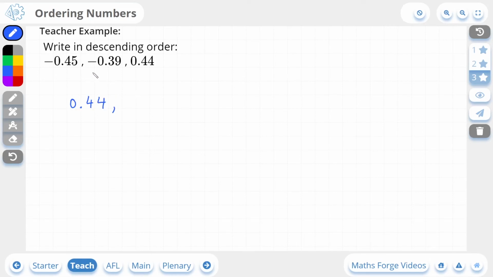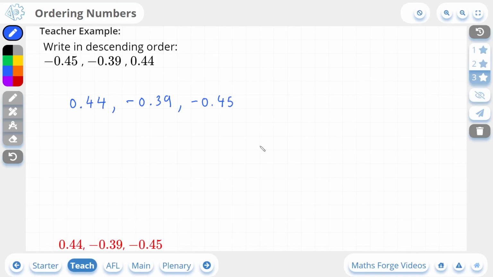And the next largest number, you might think it's negative 0.45, but it's not. Remember what we said, if the digits are higher in a negative value, that means overall the number is smaller. So that means the next largest value is actually negative 0.39. So I'm going to go ahead and write that down next. And of course, the smallest number is negative 0.45, since it is furthest away from 0 in the number line. And if we just check our answers, there it is.